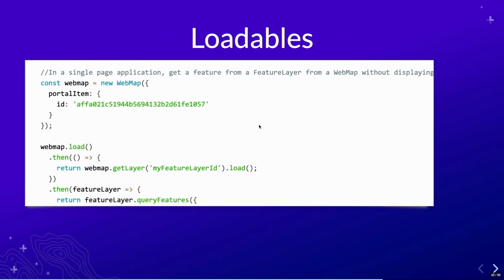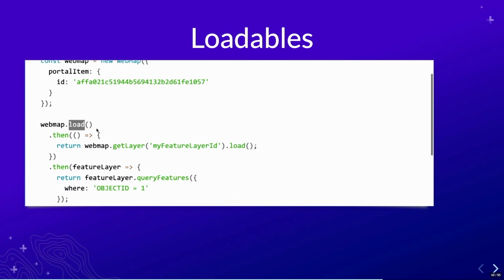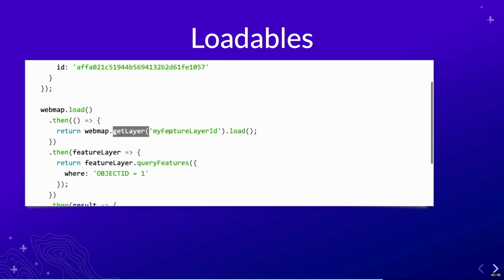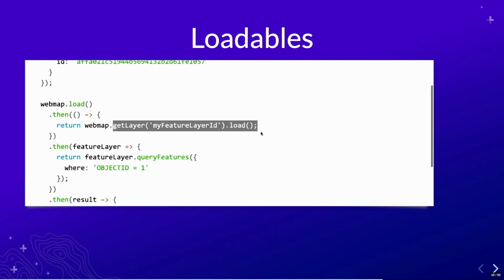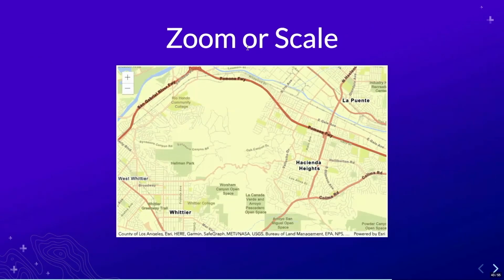So what you could do is you don't even have to use a map view if you want to pull some data from a web map. You can create that web map, you can load it yourself, and once you've loaded it, you can grab a layer and then load that layer yourself, query the features for that layer, and then maybe display those features in a table or some other kind of reporting form inside your application without ever having to display the map, which is really cool.